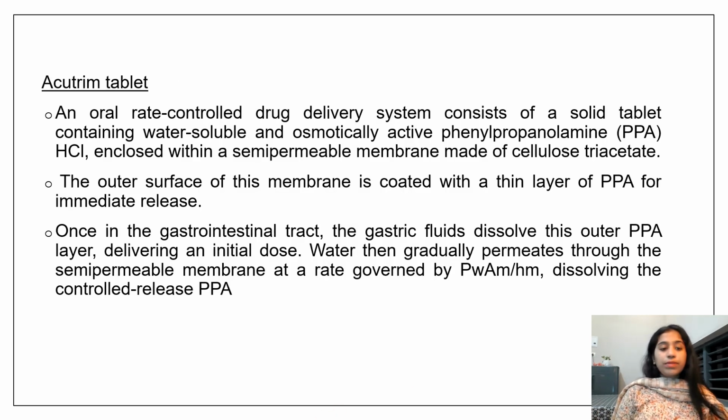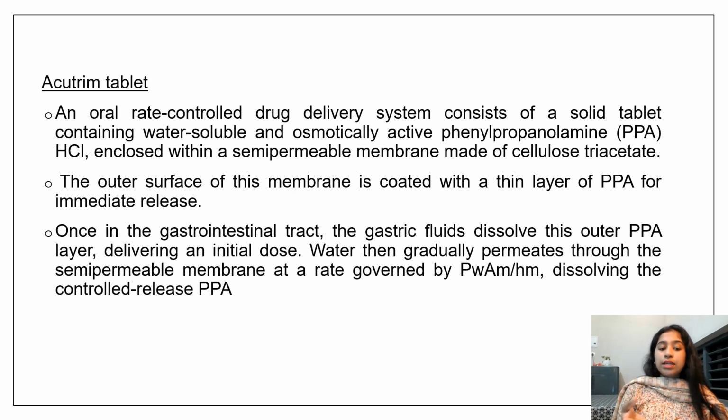Next is Acutrim tablet. Acutrim tablet is a solid tablet containing water soluble and osmotically active phenylpropanolamine hydrochloride, which is enclosed within the semi-permeable membrane made up of cellulose triacetate. The outer surface of this membrane is coated with a thin layer of the same phenylpropanolamine for immediate release.